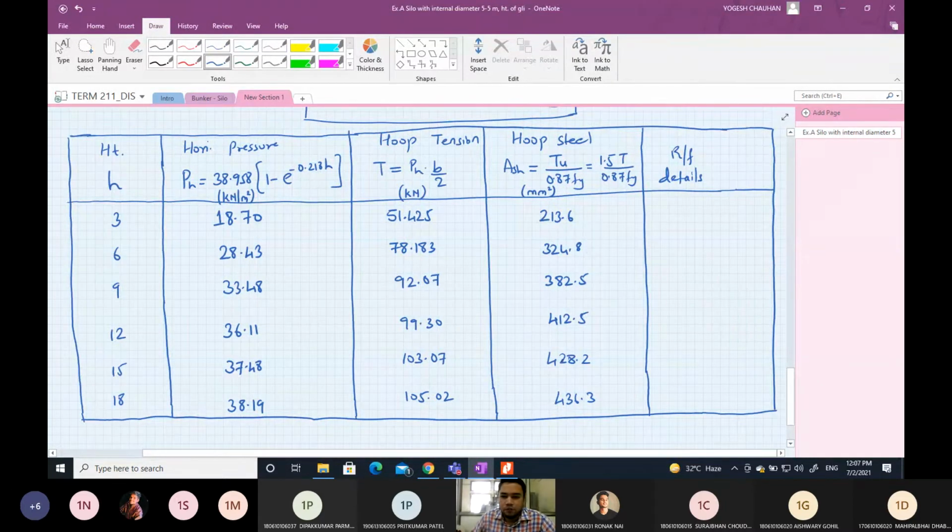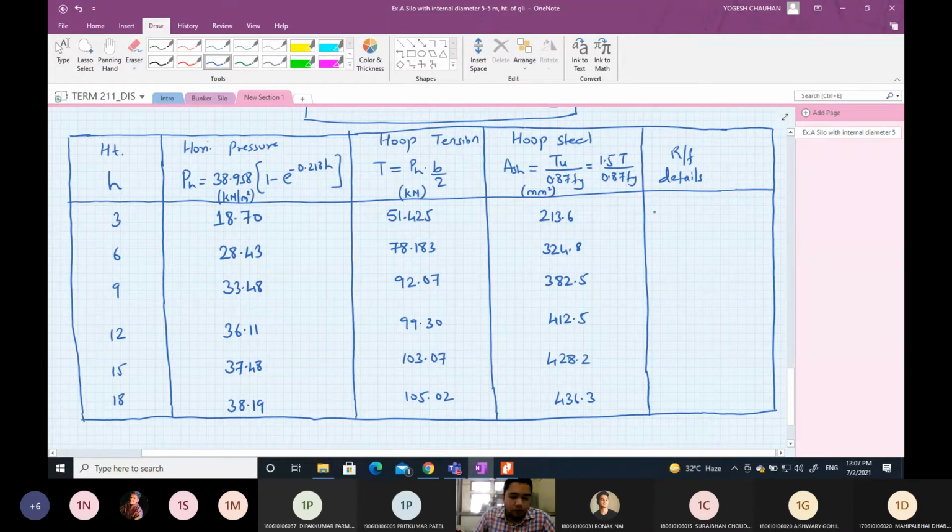Now, since the reinforcement required is not very large, we can provide the same hoop steel throughout the height. So we will provide minimum reinforcement. Let us find the minimum reinforcement and compare it with this.